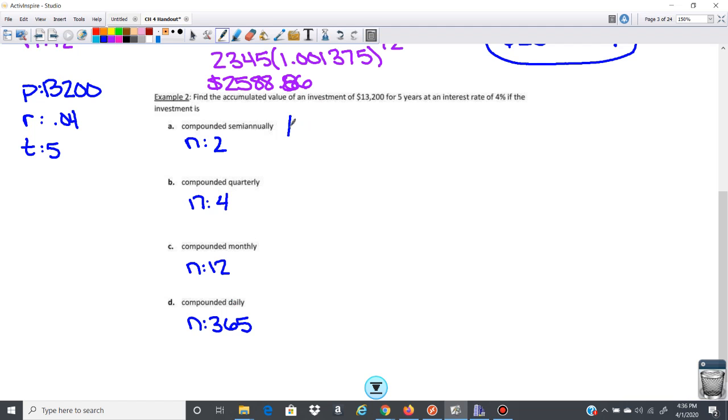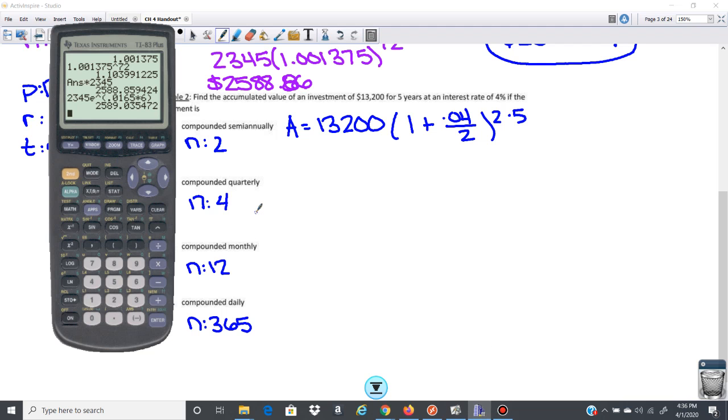So for this one, let's see, we're going to have 13,200 times 1 plus 0.04 over n, which is going to be 2, to the 2 times 5. So let's see what that gives us. So we're going to go inside the parentheses, 0.04 divided by 2. Okay, then we're going to add 1. So we get 1.02. Then we're going to raise it to the 2 times 5, which is 10. And then we're going to multiply that by $13,200. So that gives us $16,090.73.